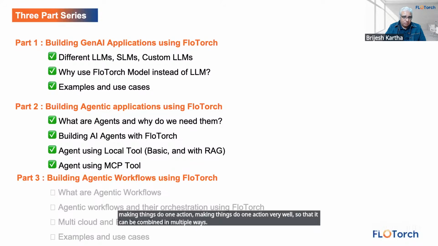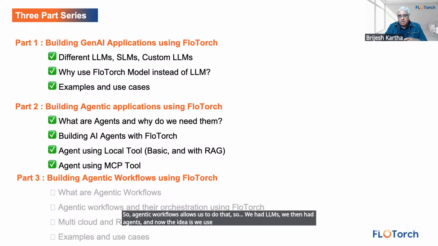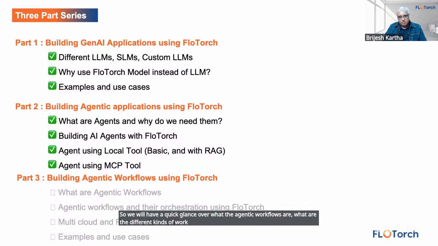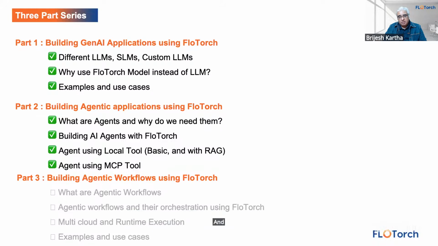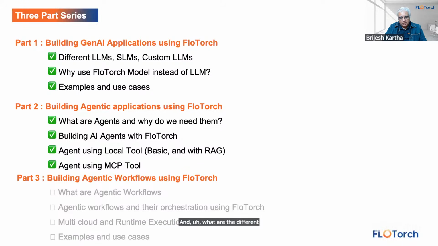So agentic workflows allow us to do that. So we had LLMs, we then had agents, and now the idea is we use multi-agent flow and try to work out a workflow, try to work out an entire end-to-end activity where agents are the actors in that workflow making things happen. So we will have a quick glance over what the agentic workflows are, what are the different kinds of workflows that are available, and we will then focus on how we can create agentic workflows easily using FloTorch, and what are the different possibilities in this activity using FloTorch.